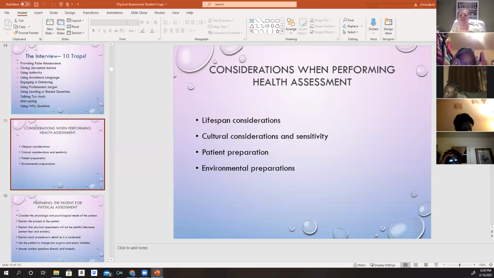So considerations when performing the health assessment, we want to take those lifespan considerations. So, the babies and the older people, you want to make sure you're looking at their growth and their developmental patterns, because they vary a great deal between infants and adolescents and then those older adults. We want to be culturally considerate of our patients and be sensitive of their needs. We want to try and be familiar with general cultural beliefs and how they affect the care that we provide. Examine your biases again, remain non-judgmental when you're providing care.